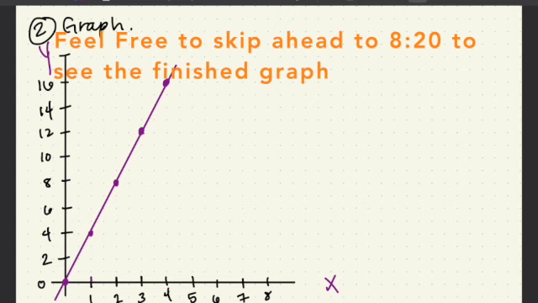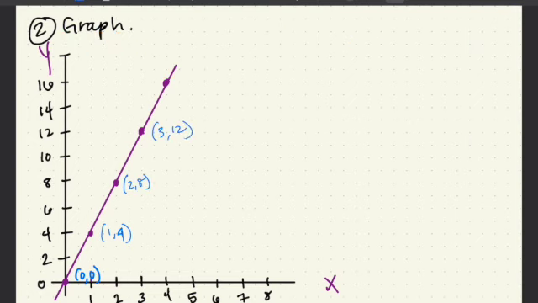Okay. Now let's also label these points. So the first one is 0, 0. Next, I've got 1, 4, then 2, 8, 3, 12, and 4, 16. All right, take your time, don't rush this step here. We want to be sure that we know exactly what point is where.